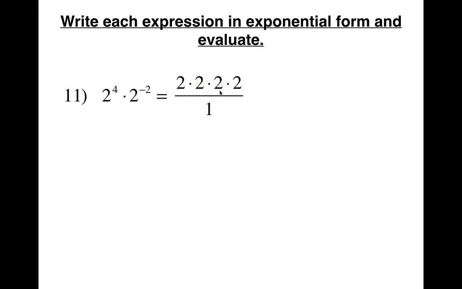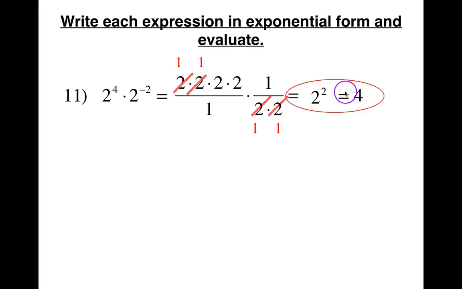And again, the reason why I'm doing that is because if I have to multiply by something like this, which you will see in a second, it makes it easier for me to see what's a numerator and what's the denominator. 2 to negative 2nd would be 1 over 2 times 2. I'm going to go ahead and reduce the 2s as many as I can, which leaves me with 2 squared over 1, which is just 2 squared. So this would be my exponential answer, but evaluated, the answer would be 4.